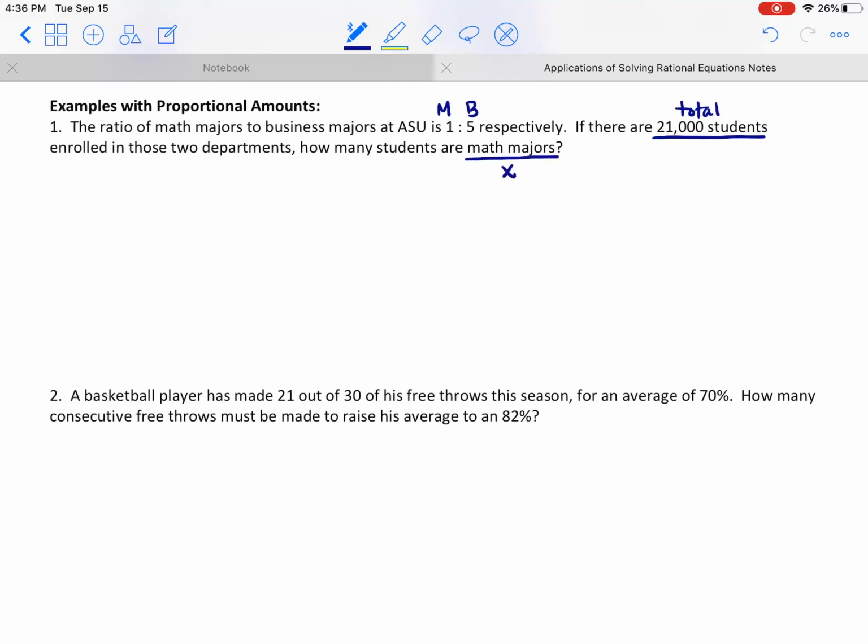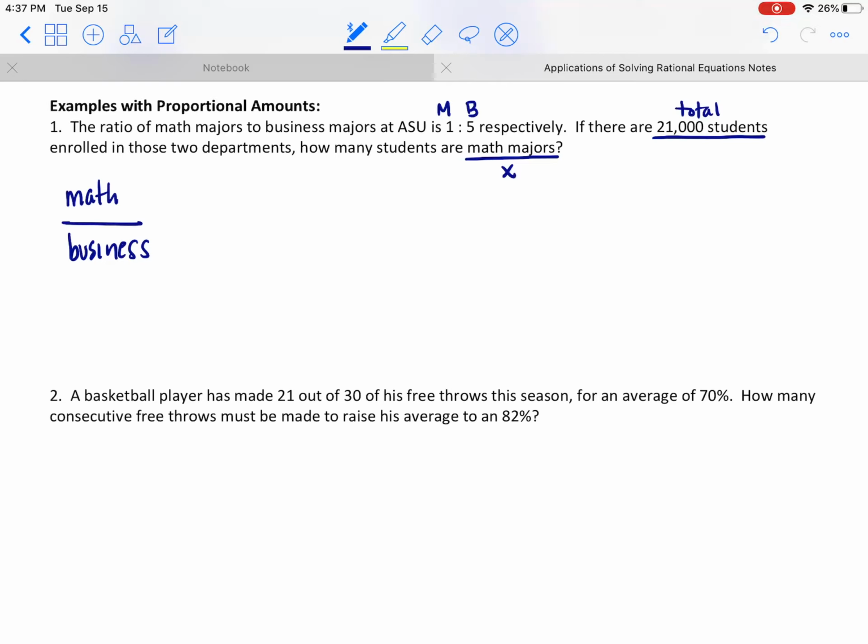Okay? Now, in this problem, we're looking at 2 things. We're looking at math majors and business majors. So for these proportional amounts, and we could see they're going to be proportional amounts because we're given literally a ratio or a proportion to start with. So I'm going to write out the words for the 2 things that we're comparing, or the 2 things that we're looking at, which are math majors and business majors. And what I need to do, again, is I need to make a proportion. So 1 fraction equal to 1 fraction.